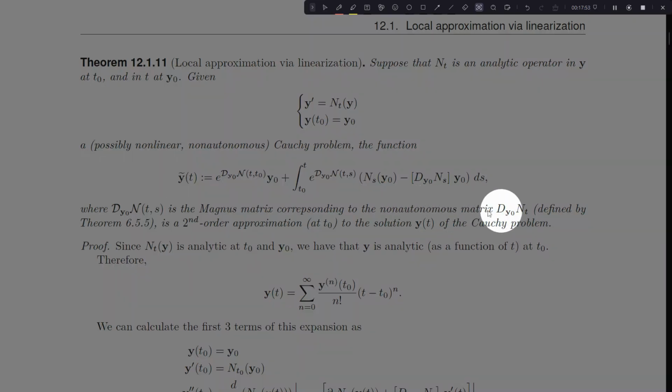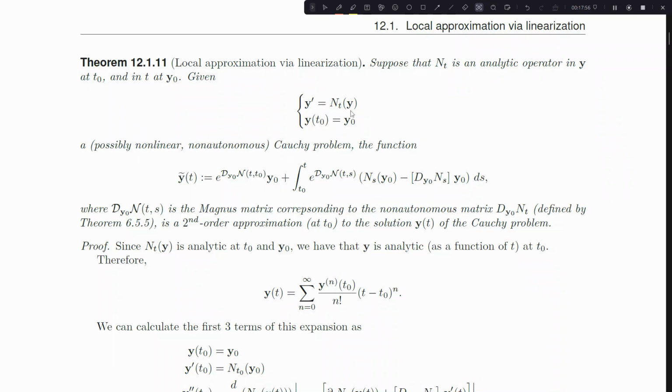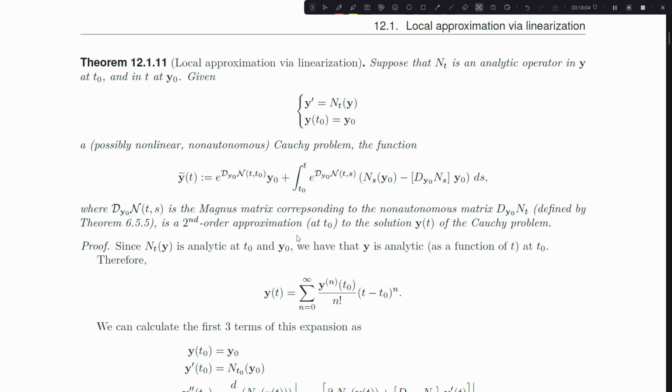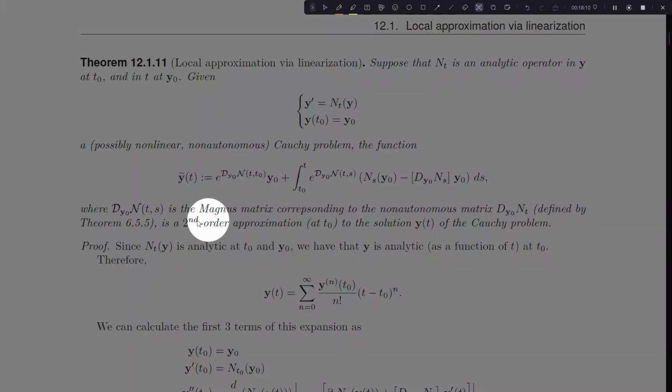And they're corresponding to the non-autonomous matrix, which is your derivative of the nonlinear operator. But that's going to be a second order approximation. Okay, so that's the primary result of this section: if I decide to solve the linearized problem, I gain a second order approximation.